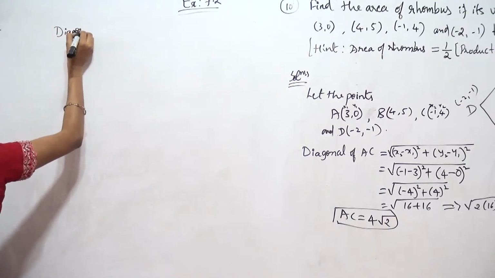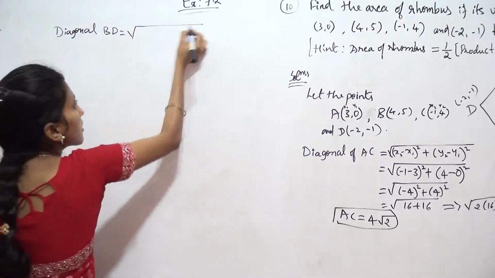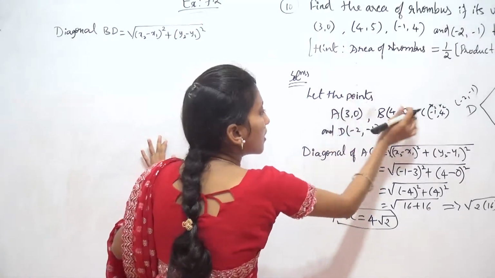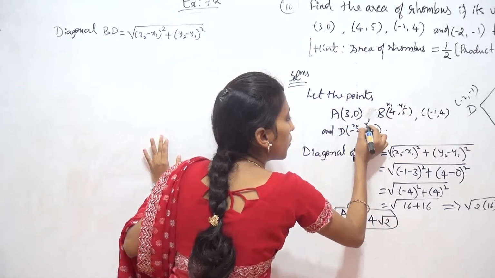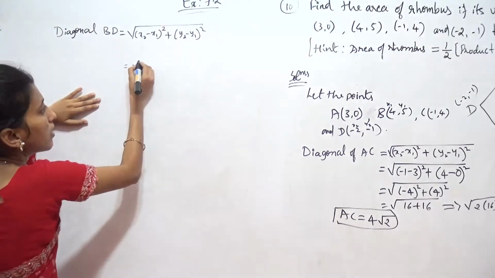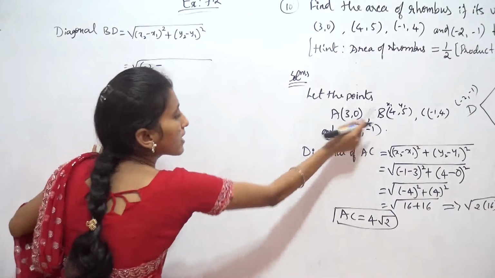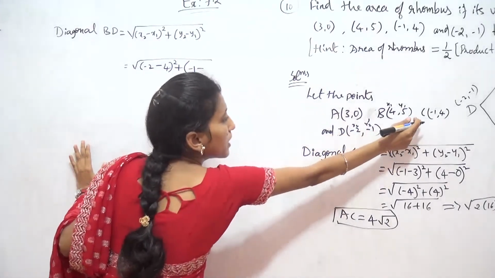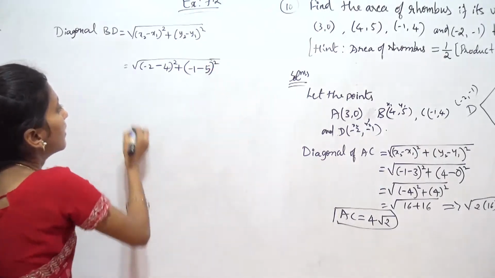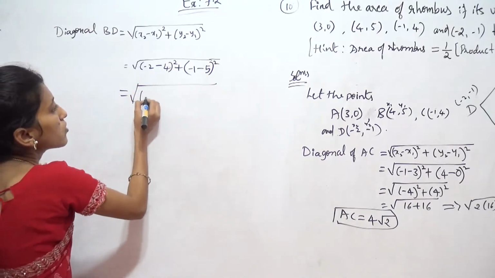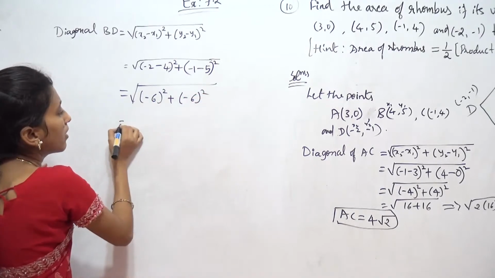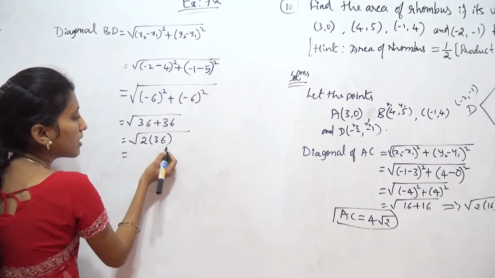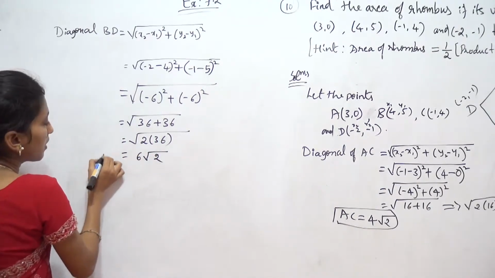Next will be diagonal BD, that is distance, square root of x2 minus x1 whole square plus y2 minus y1 whole square. So let's take, this will be x1, y1, this is x2, y2. x2 is minus 2, this minus sign as it is, and x1 is 4, plus y2 is here minus 1, and y1 is 5, that is square. Which is equal to minus 6 square and minus 6 square. 36 plus 36, 2 times 36. So 36 comes out as 6 from the root. So 6 root 2 will be the diagonal BD.